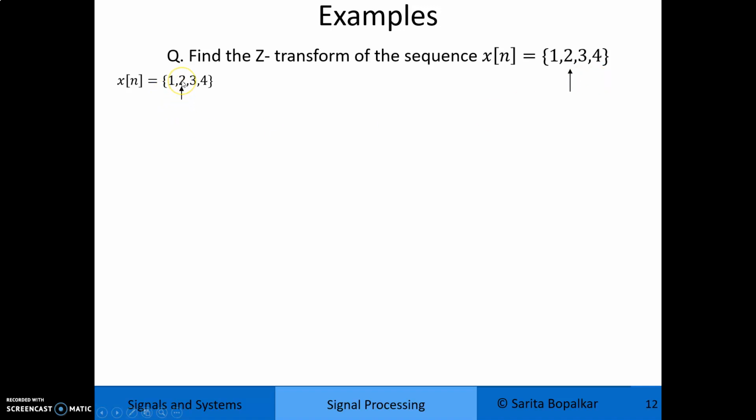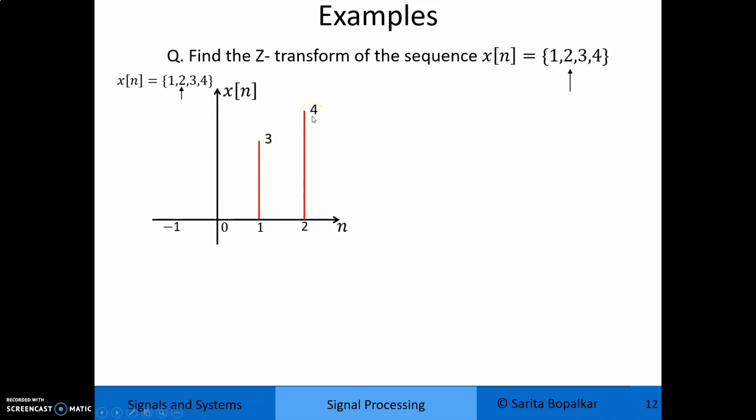N is equal to 0 is here, means at n is equal to 0, amplitude is 2. At n is equal to 1, amplitude is 3. At n is equal to 2, amplitude is 4. N is equal to 1, amplitude is 3. N is equal to 0, amplitude is 2. And n is equal to -1, amplitude is 1.